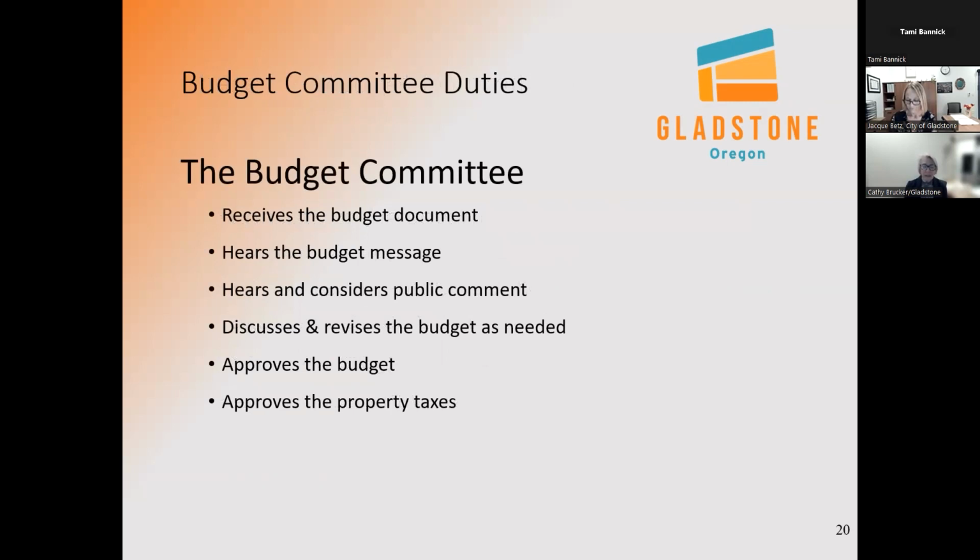For the Budget Committee duties, this is the most important slide, explaining what you are here for. The next slides will cover the steps themselves, but this is telling us: receiving the budget document, hearing the budget message, hearing and considering public comment, discussing and revising the budget as needed, approving it, and then approving the property taxes. Next slide.